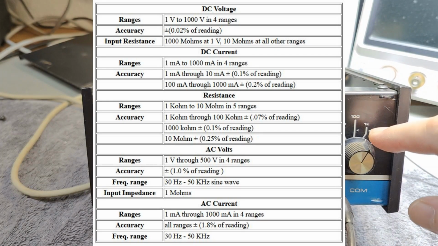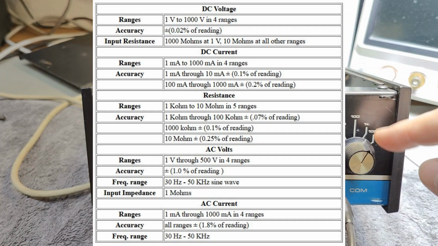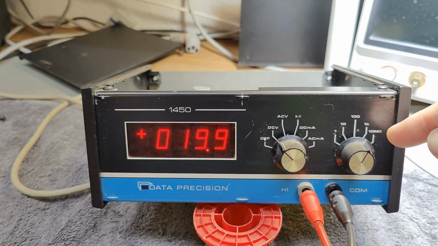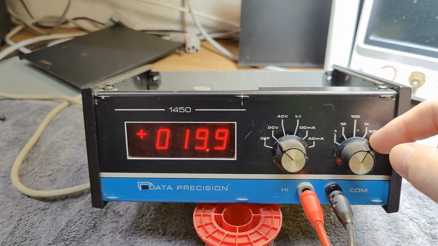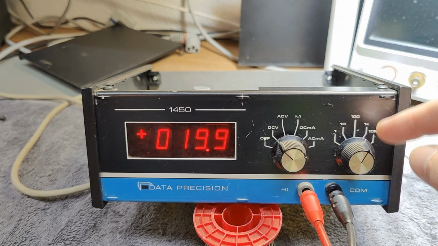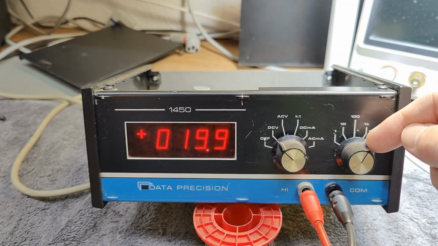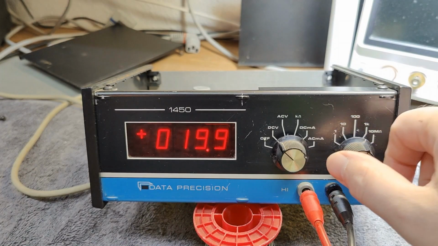The maximum allowed DC voltage input is 1000 volts. And of course, you can use the 10 kilo range here, but that is just to get a higher loading resistance. It's not going to give you the capability or allow you to input more than 1000 volts. So if you want to read out 1000 volts with the highest possible accuracy, you need to use the 1 kilo position I am in here. But in this position, obviously you're loading the input more.